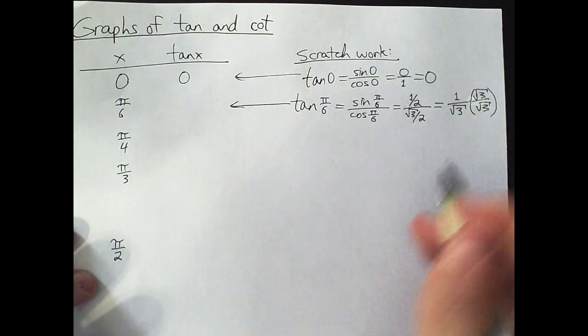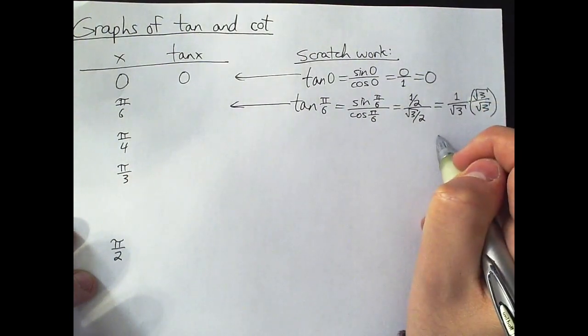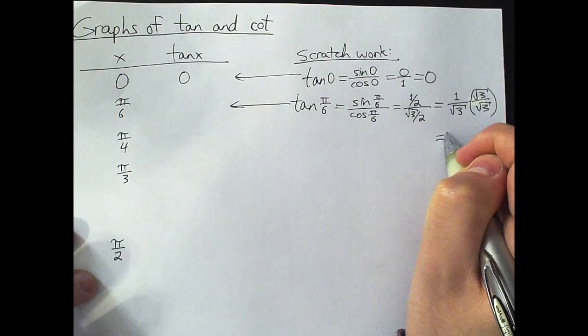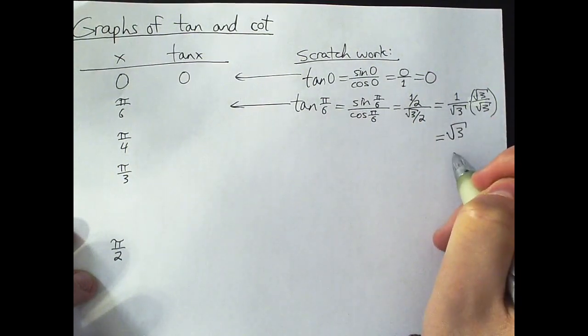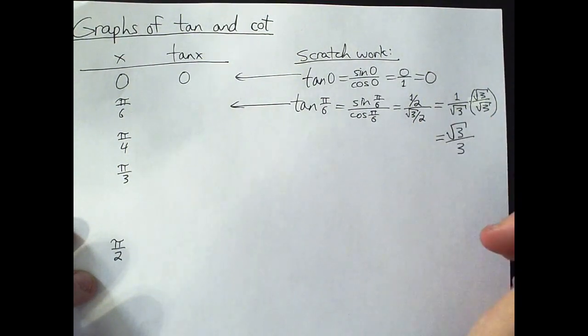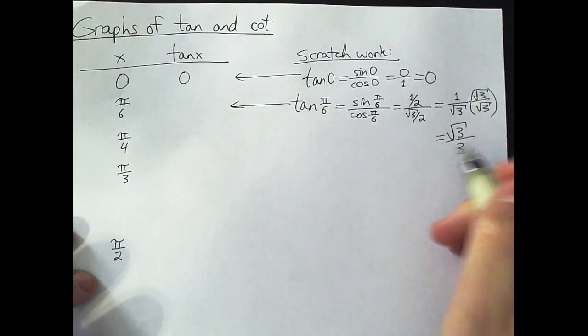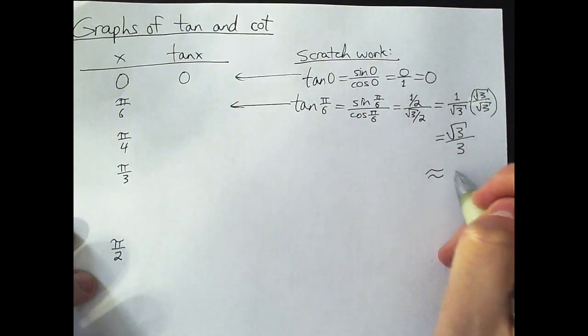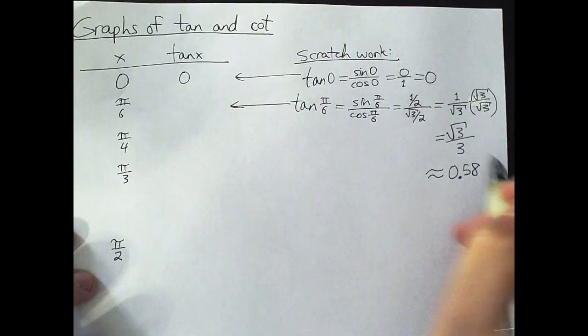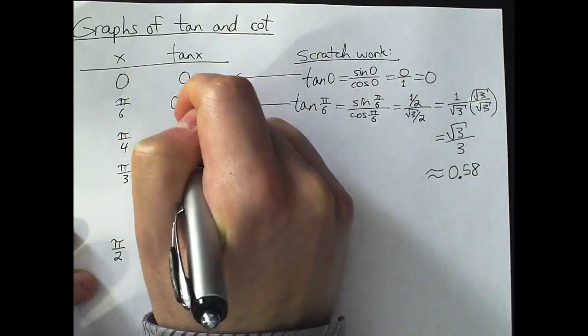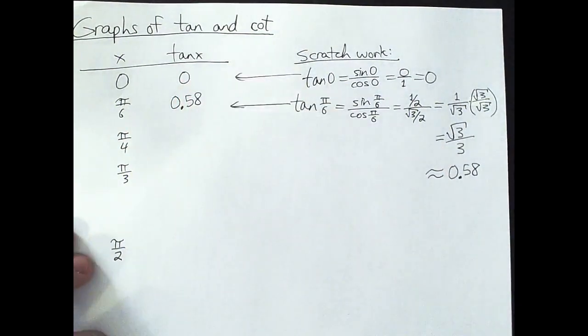What does that do for me? It turns the numerator into the square root of 3, turns the denominator into 3. And I'm going to tell you that this is approximately equal to, I found as a decimal, approximately 0.58. So for our graph, I'll try to go about that high.